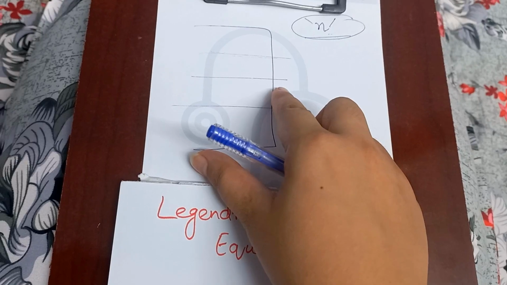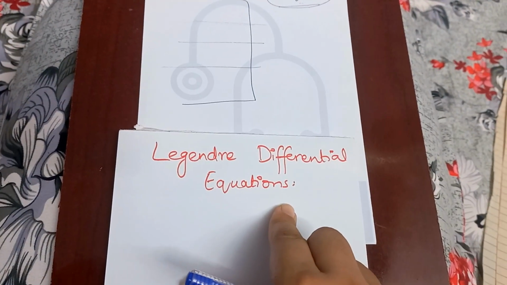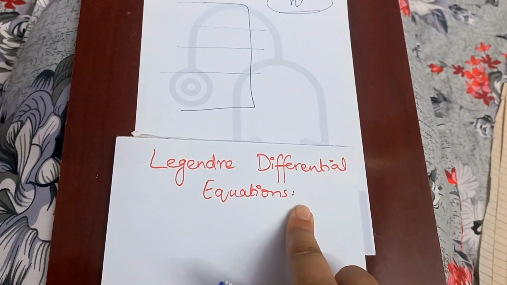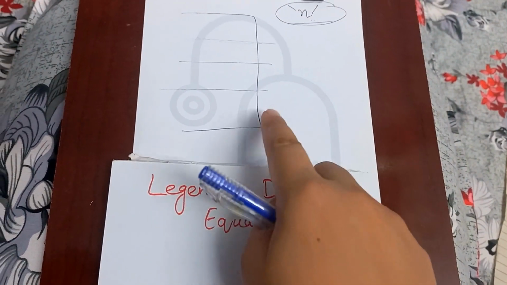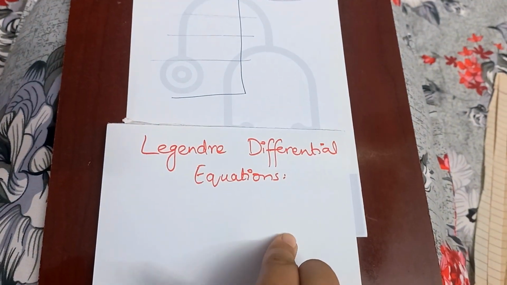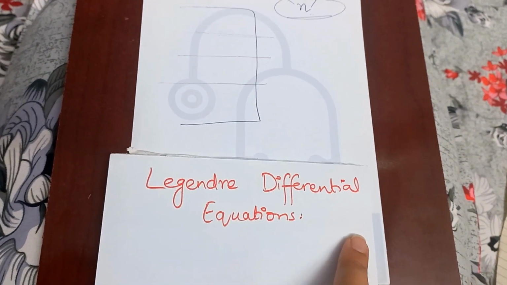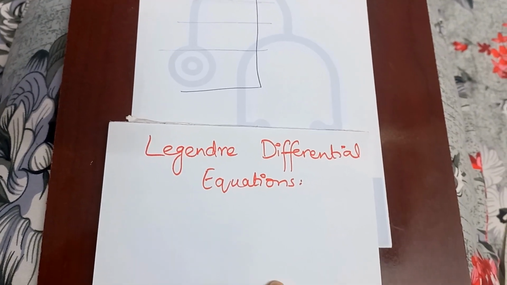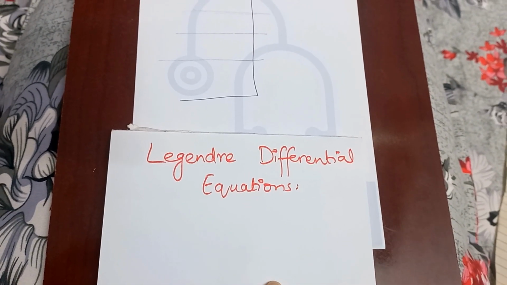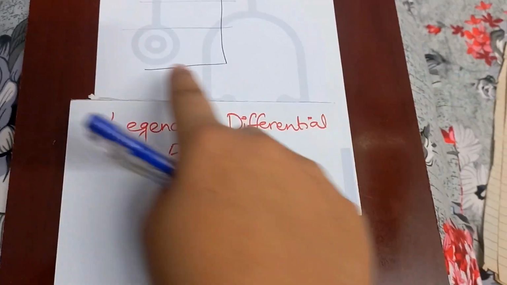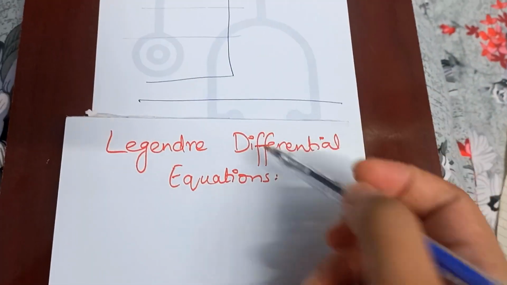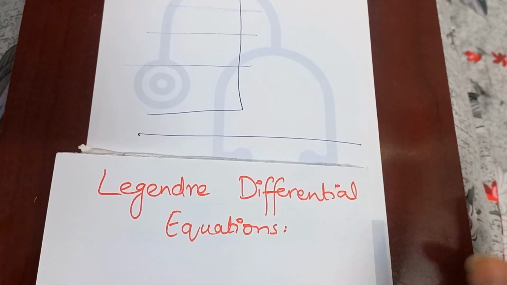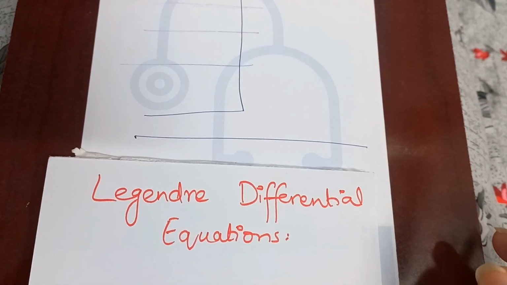If those equations can be expressed in terms of the standard form of Legendre differential equations, then those equations will be Legendre differential equations, and those equations which can't be expressed in terms of the standard form will not be Legendre differential equations. So it's really important to know the standard form because it will help you identify whether the equation you are seeing is a Legendre differential equation or not. Identifying the type of equation solves half of the problem.